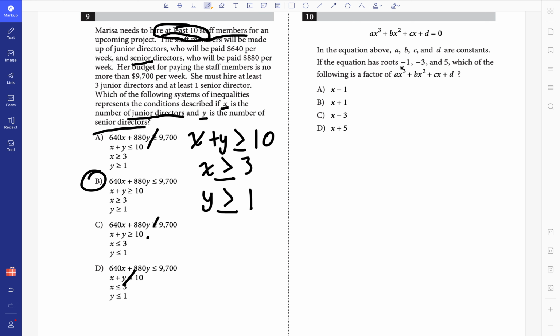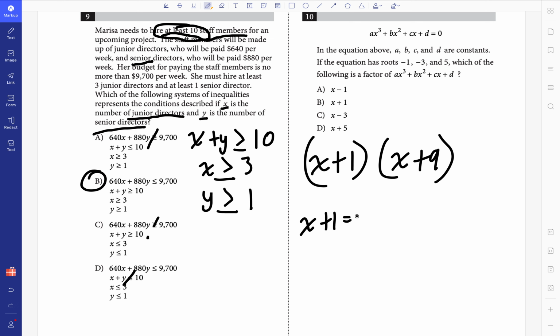Okay, so we know that there's a root at -1. First, let me just do a quick refresher. If I told you that I have a function x plus 1 and x plus 9, I asked you to find these roots, you would tell me, okay, well, x plus 1 equals 0. Therefore, x equals -1. So I have a root at -1. And x plus 9 equals 0. Therefore, I have a root at x equals -9.